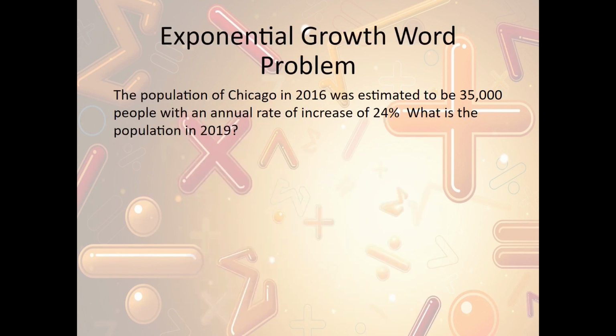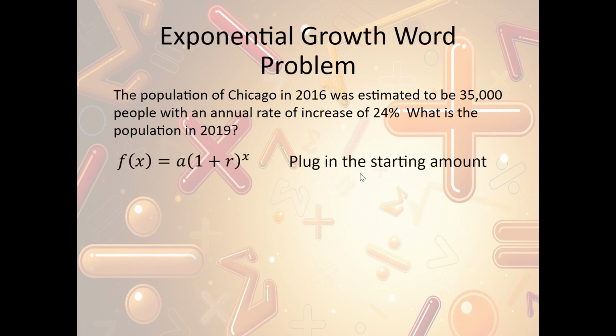Let's look at a word problem for exponential growth. It says the population of Chicago in 2016 was estimated to be 35,000 people with the annual rate of increase of 24%. What is the population in 2019? So first of all, we're going to go ahead and use our formula of f(x) = a times (1 + r)^x.